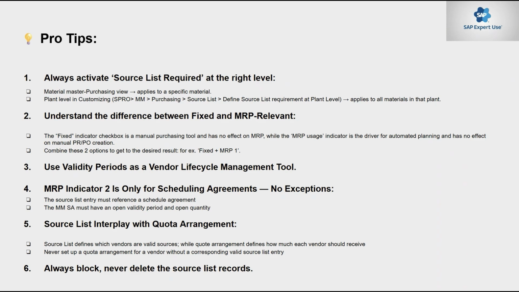Another tip would be to use validity periods as a vendor lifecycle management tool. Most teams treat validity period as a technical necessity. Expert consultants treat them as a strategic instrument. By carefully controlling from to dates, you can schedule vendor transitions, price period changes, and compliance windows directly in the source list without any custom development. Also, MRP indicator is only for schedule agreements. There are no exceptions here.